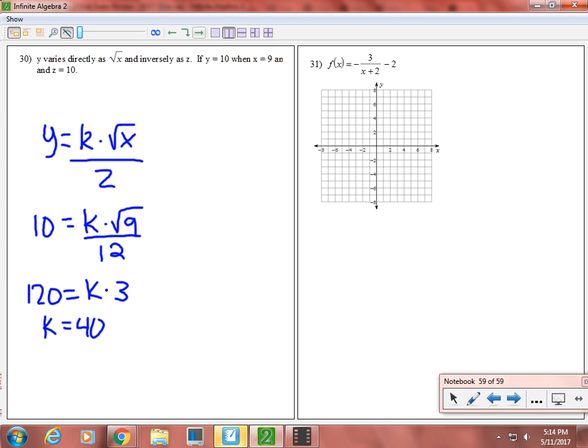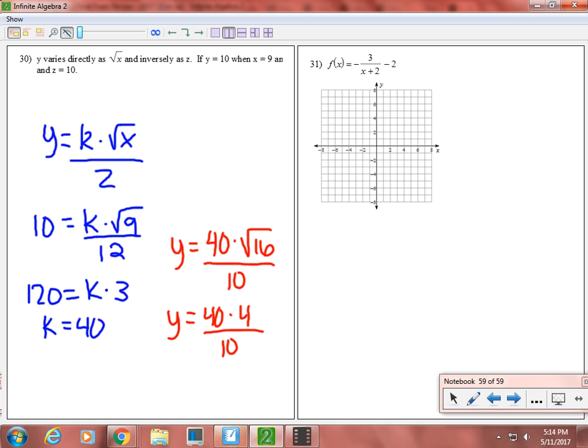So then I have to put this back in for the next part of this. So it says find y. So I need to know what y equals. My k value is 40. My x, it tells me, is 16. So the square root of 16. And my z value is 10. So 40 times 4 divided by 10. Well, 40 times 4 is 160. So that's going to give me a y value of 16.